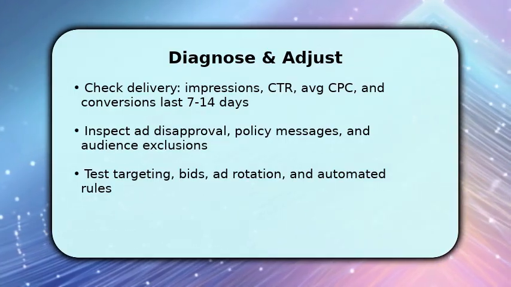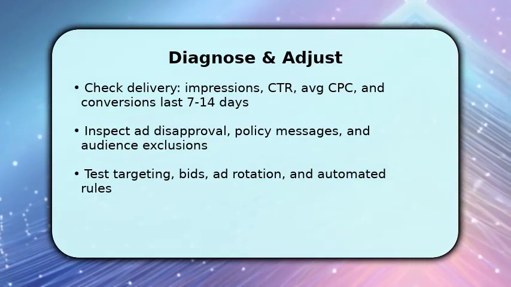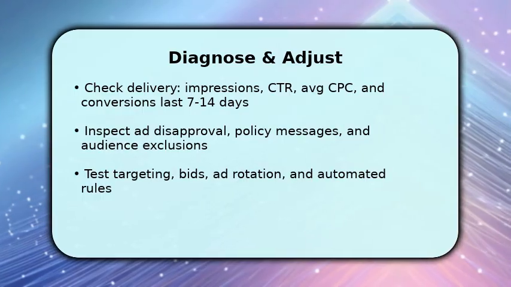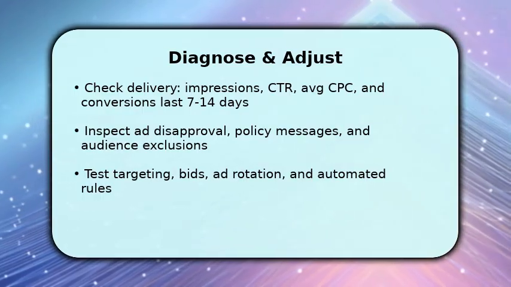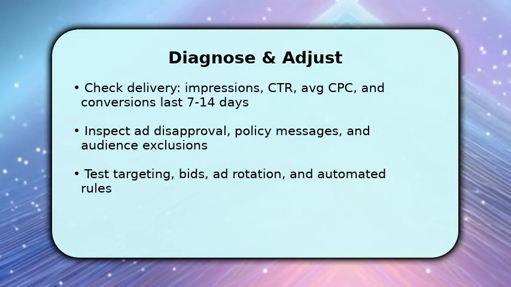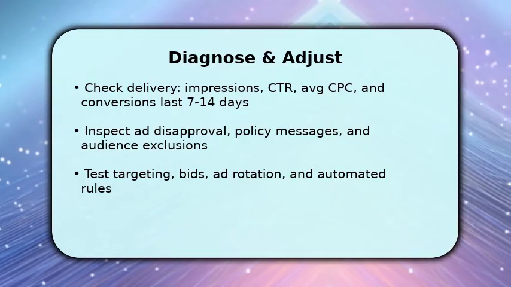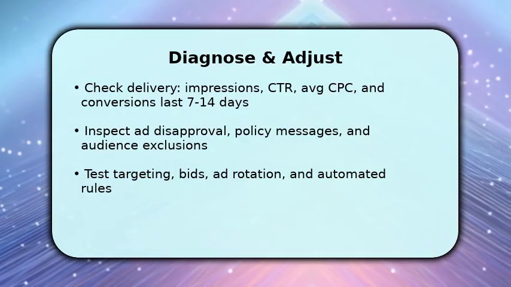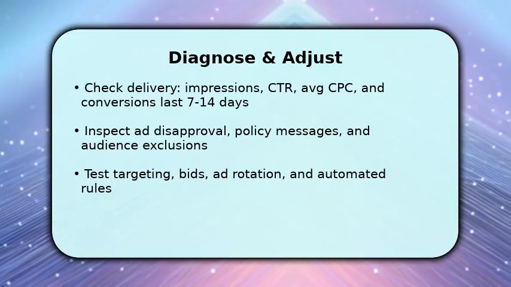Next, review targeting and audience exclusions. Make sure location, language, and device settings match intent. Adjust bids or switch to manual for a test group so you can isolate automated bidding effects. Run a controlled A/B change for 3 to 5 days to measure impact.